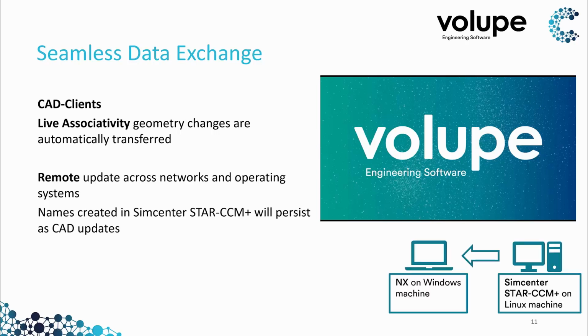And this works not only through the network on different computers, it works also between different operating systems. So if you have your NX on a Windows machine, you can access that remotely from your probably Linux machine where you run SimCenter Star CCM Plus, and the other way around, if you run and set up your simulation on your NX, you can send out the simulation to be solved on your workstation, which is on another location.